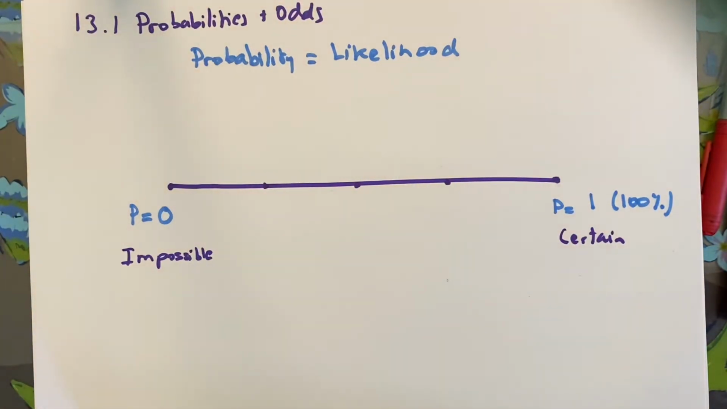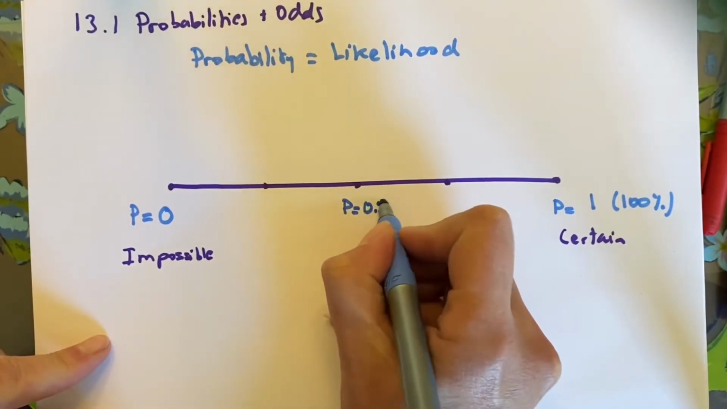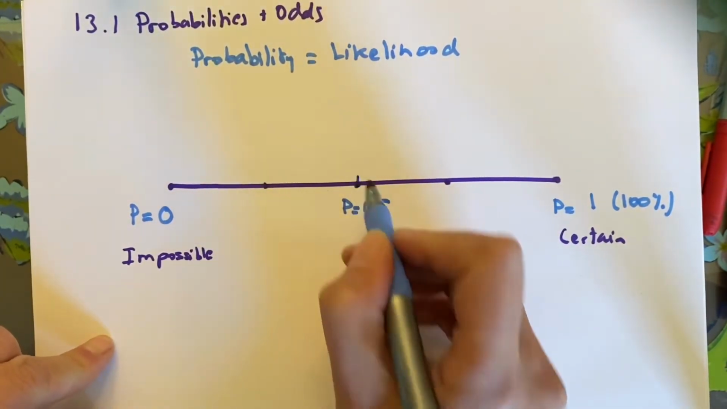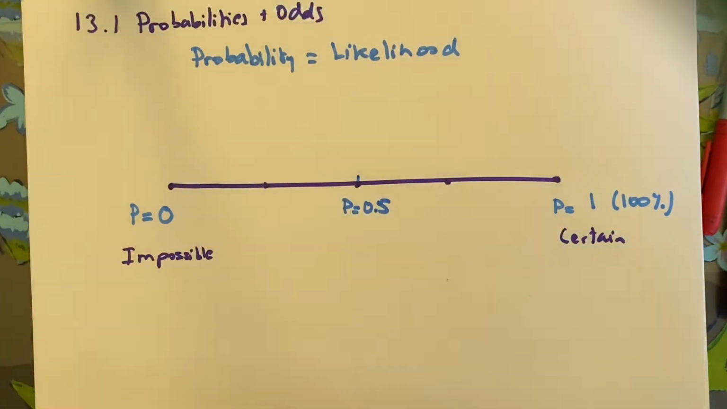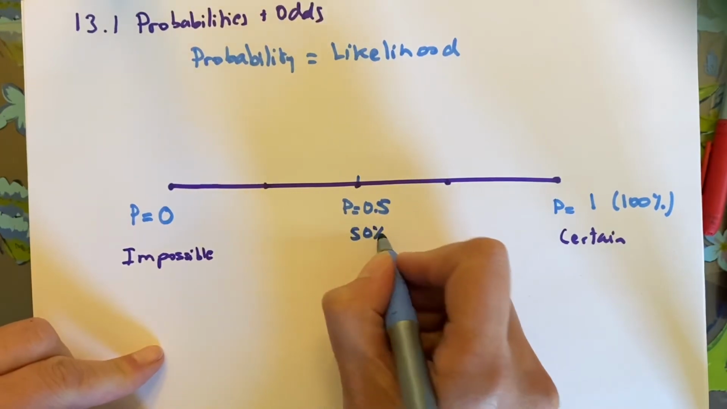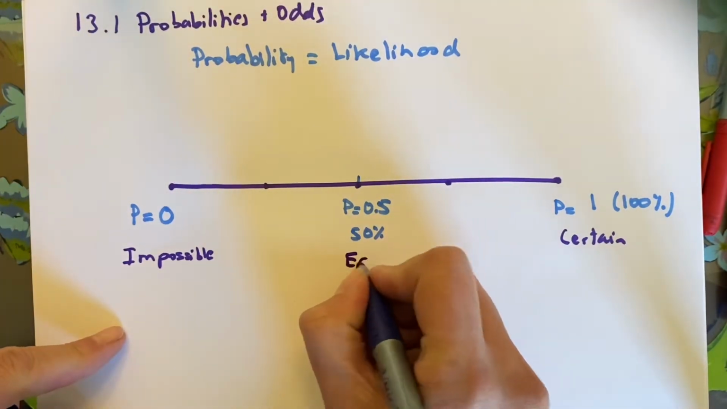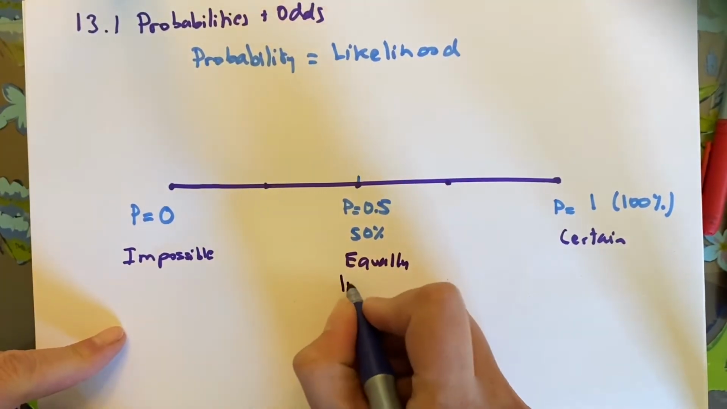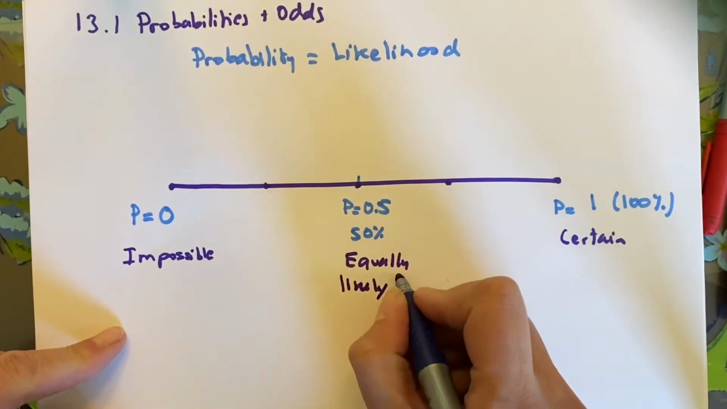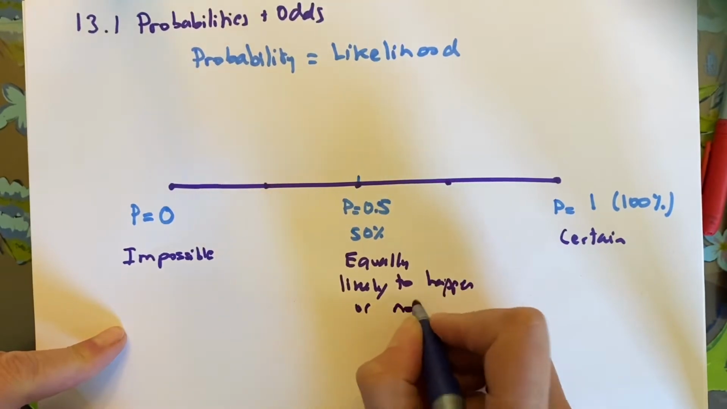And then in between, we have P equals 0.5. That's the midpoint. That's where it's equally likely or unlikely. In other words, it's a 50-50, right? So that's equally likely to happen or not to happen. So equally likely to happen or not to happen.